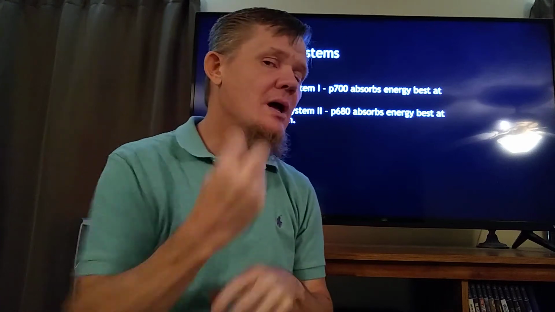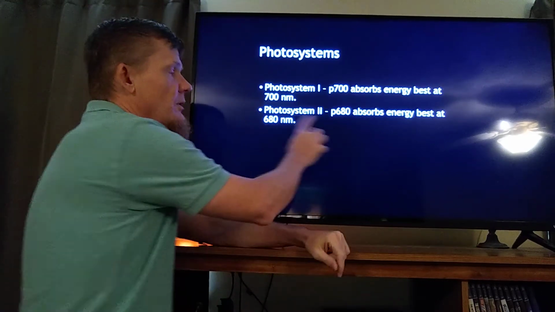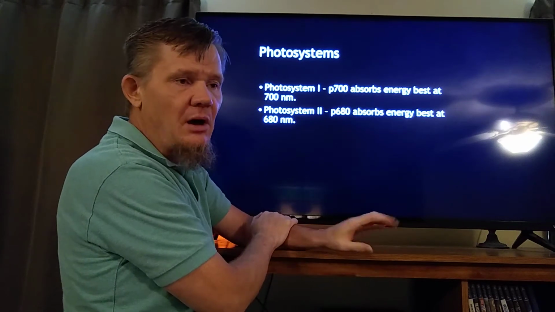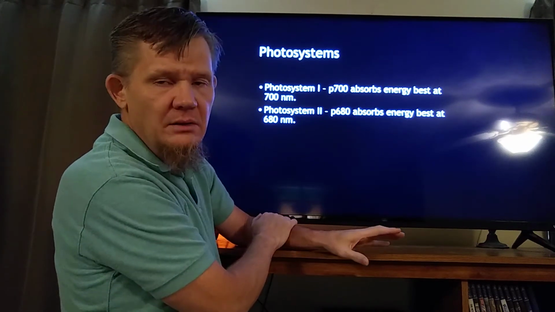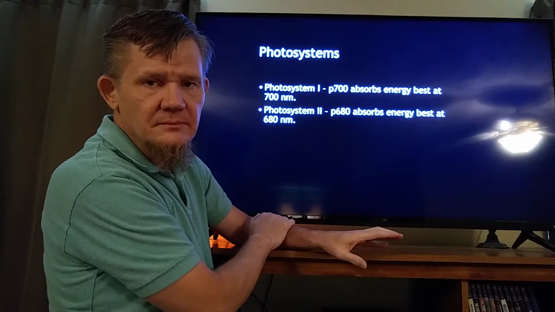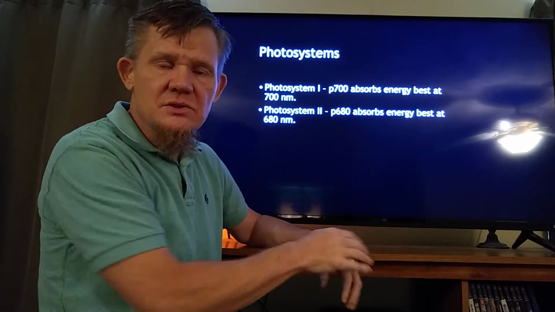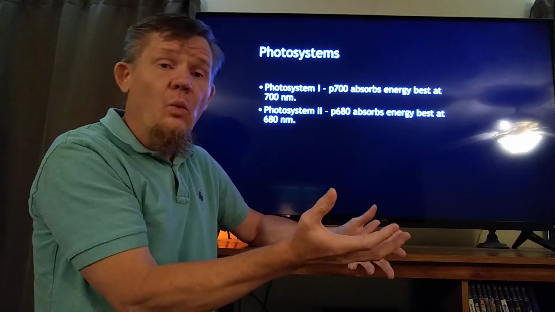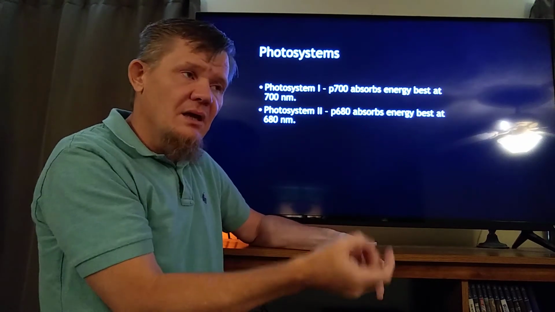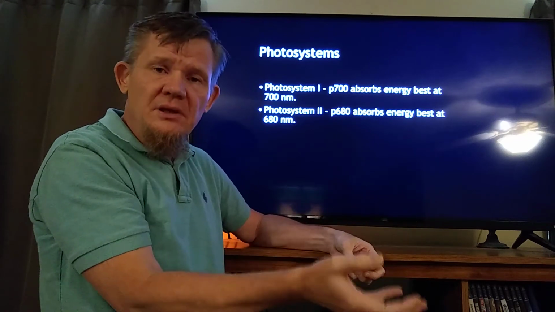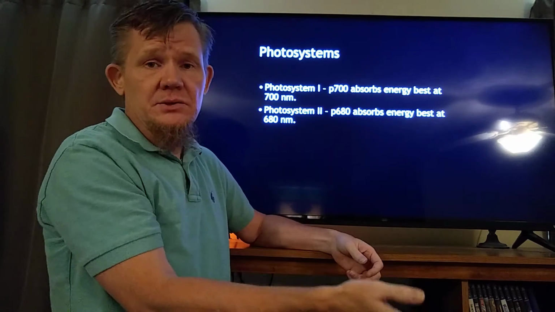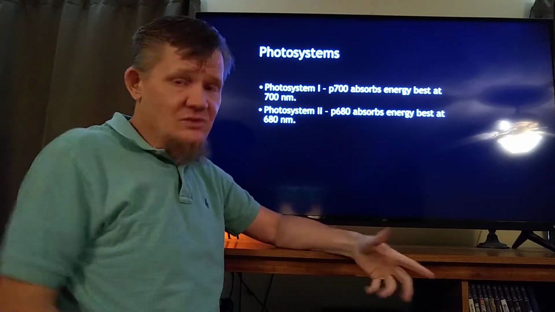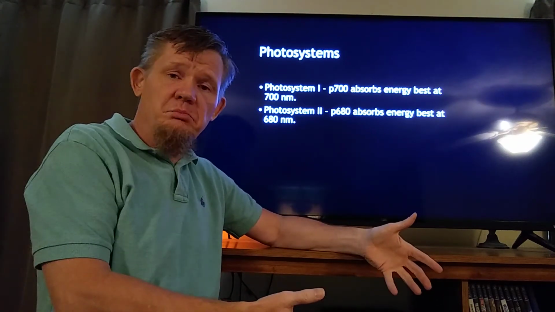Photosystem 2 happens first. Photosystem 2, its reaction center is called P680, and that's a really complicated way of saying a molecule of chlorophyll B. The beginning of photosystem 2 is a molecule of chlorophyll B. That's easy. Why is it called P680? Because the color that chlorophyll B absorbs best is red-orange. Red-orange is 680 nanometers long. That's why it's called P680.